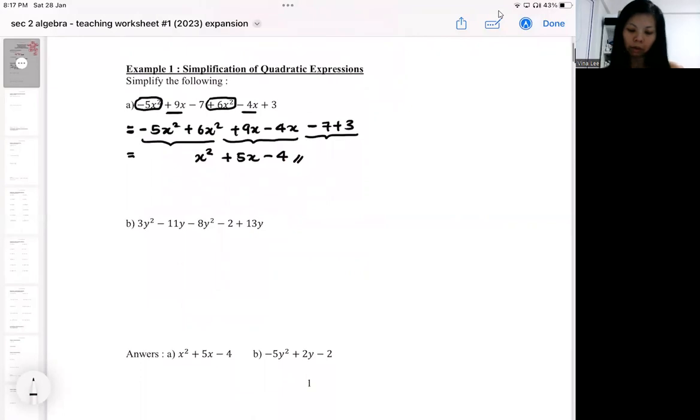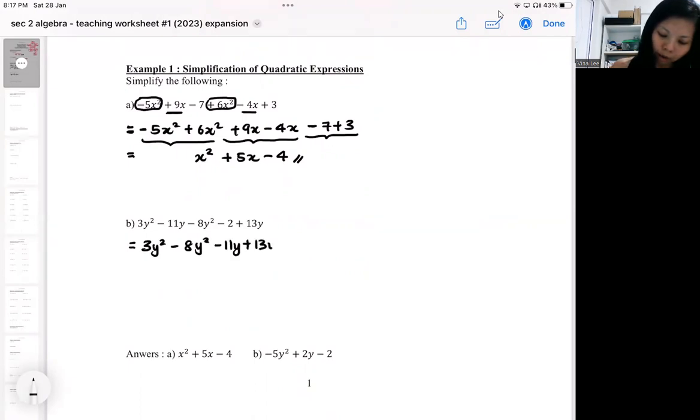The next one is also a quadratic expression. It is an expression in y, so it doesn't make a difference. You still put the y squared together, you put the y together, and you put the constant at the back. Please be very organized.